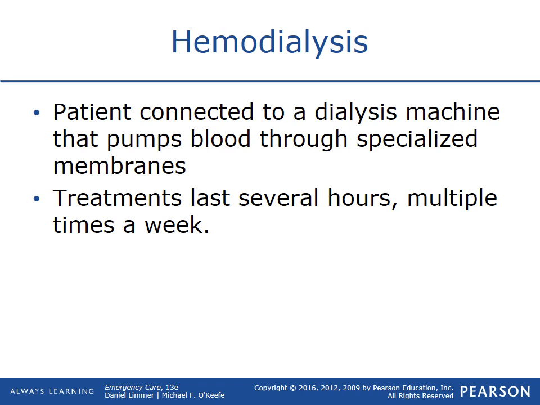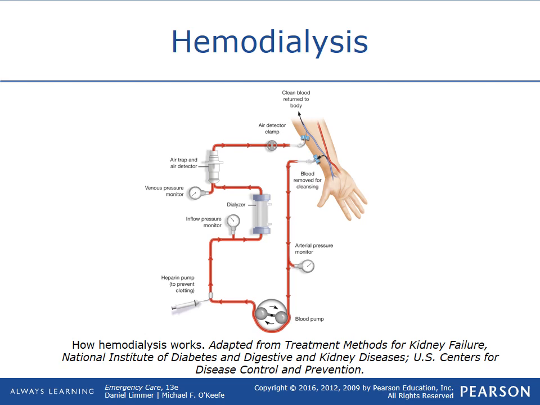Hemodialysis is a patient connected to a dialysis machine that pumps blood through a special membrane, and these treatments last several hours, multiple times a week. Generally, hemodialysis is done through something called a shunt, a fake vein that's put into one or the other arm. And if you look at the picture, when they hook up to it, the blood filters through the tubing outside the body and into a filter, and then back into the artery, and that's how it gets filtered.